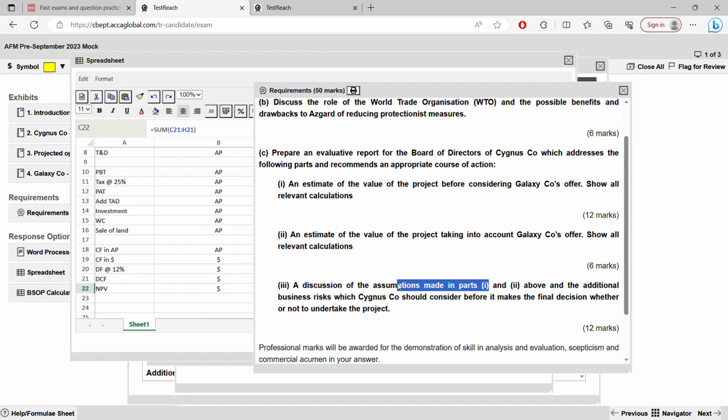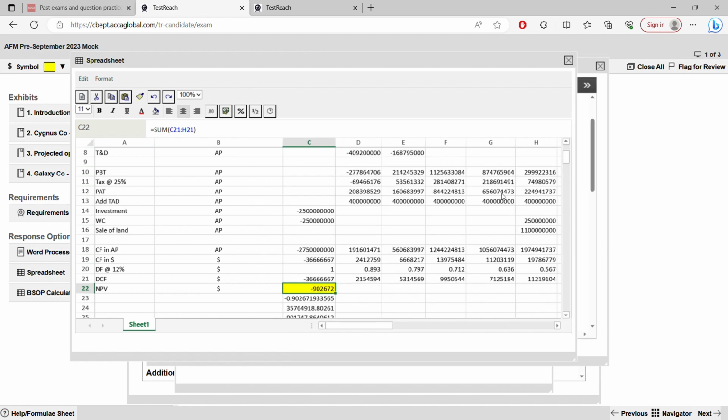So decide how many assumptions you have to write. Okay. Then up to 2 marks for additional business risk. Decide. And finally, one recommendation, 1 to 2 marks only. So recommendation is just 1 to 2 marks. Majority of marks comes from your additional business risk and assumptions. Okay. So each assumption, each paragraph, 1 paragraph or 1 assumption. That's how you do. Okay.